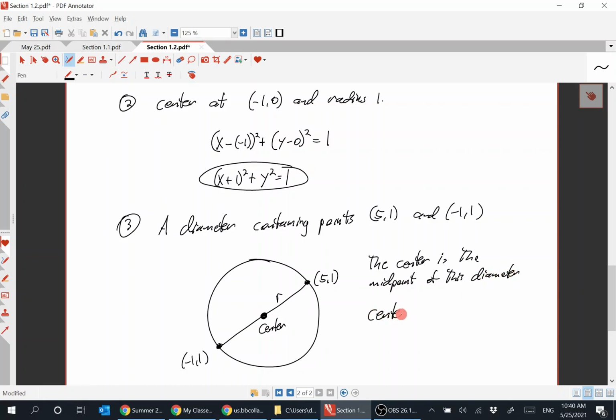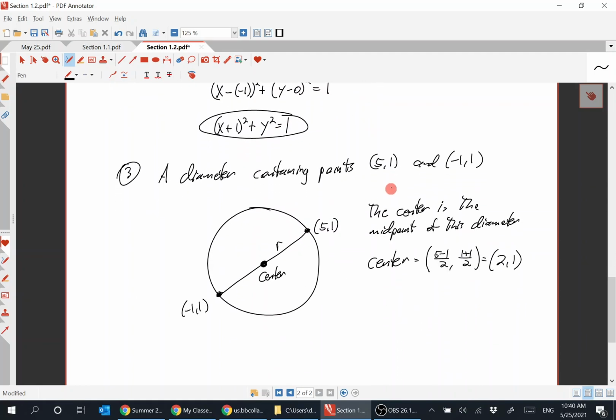So the center is equal to, you add the x coordinates, divide by 2, add the y coordinates, divide by 2, so this is (2, 1). So that's the center. And then the radius is the distance between the endpoints of the diameter divided by 2, or the distance from (5, 1) to the center, whatever suits your mood. So 5 minus 2 is 3 squared, 1 minus 1 is 0 squared. So the radius there is 3.